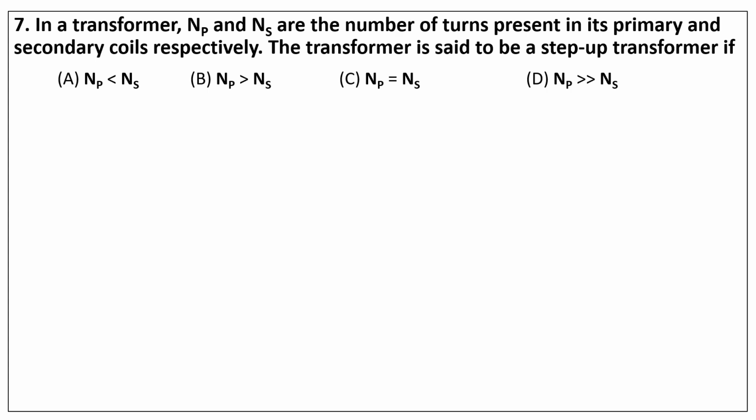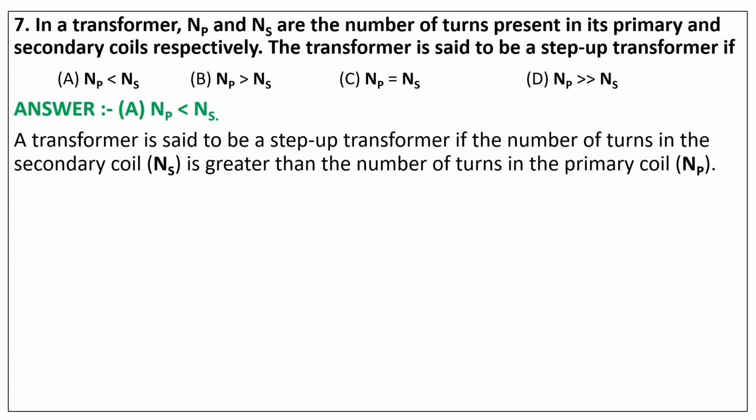7. In a transformer, NP and NS are the number of turns present in its primary and secondary coils respectively. The transformer is said to be a step-up transformer if A. NP less than NS, B. NP greater than NS, C. NP is equal to NS, D. NP much greater than NS. Answer. A. NP less than NS.